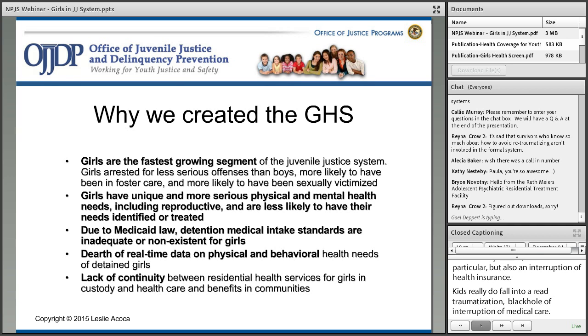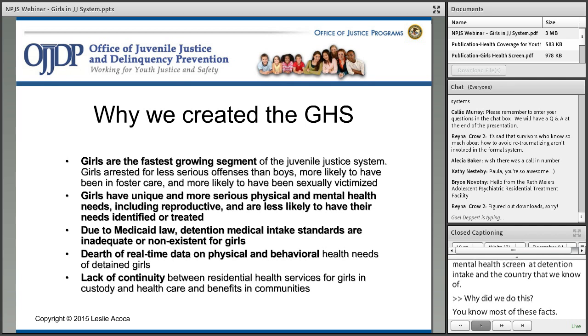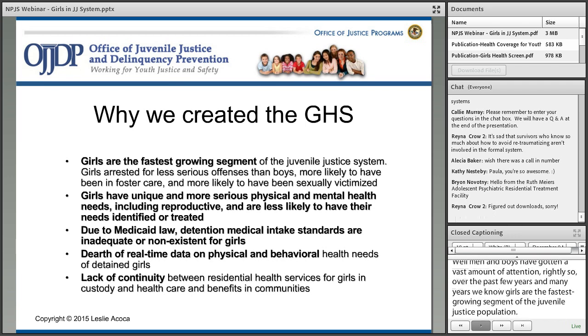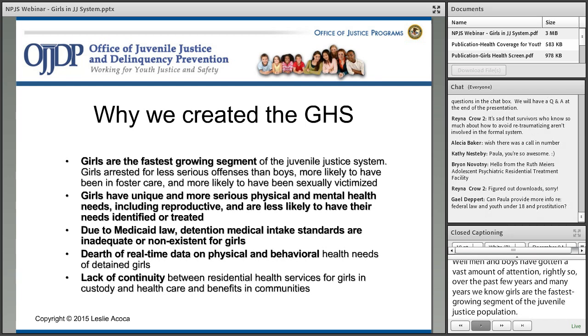Why did we do this? You know most of these facts. While men and boys have gotten a vast amount of attention, rightly so, over the past few years, for many years we've known that proportionately girls are the fastest growing segment of the juvenile justice population. We know that they have unique and more serious physical and mental health needs, including reproductive needs, and that, as I said, they are often excluded from having their needs identified, met, treated, and followed.